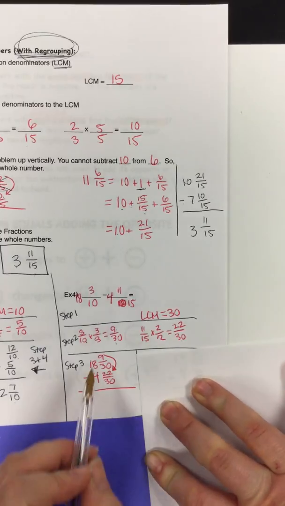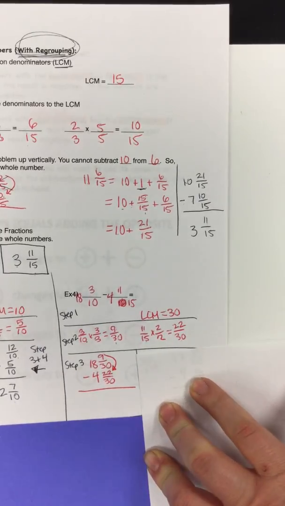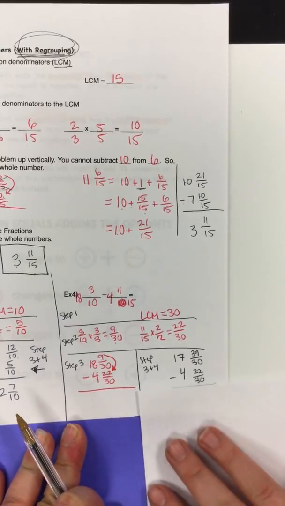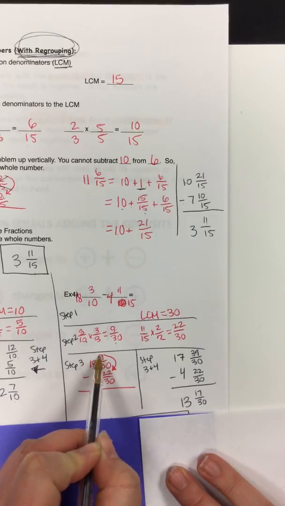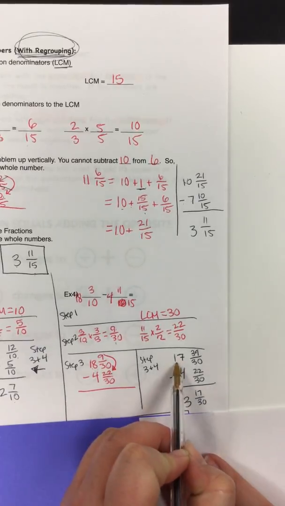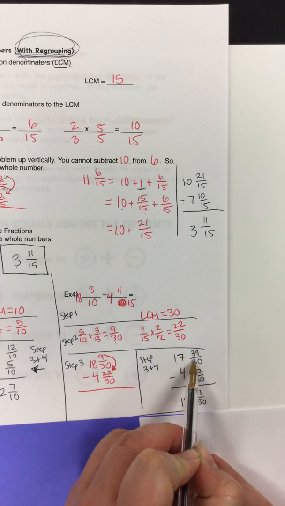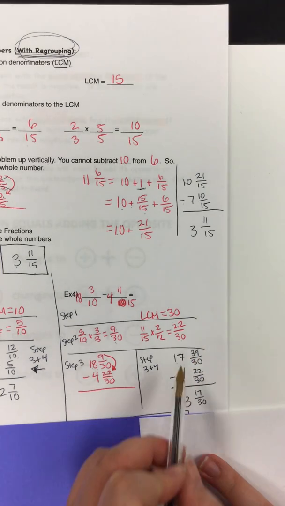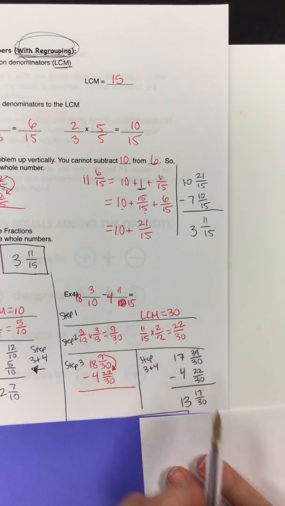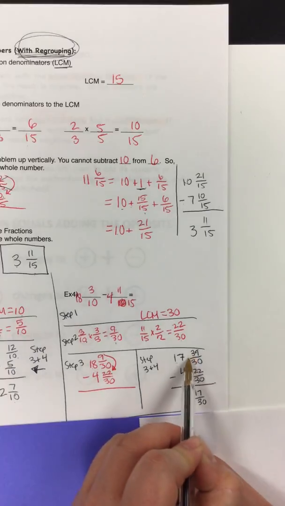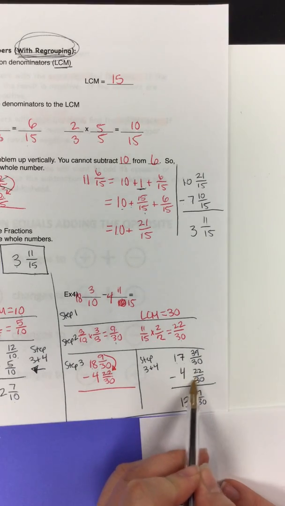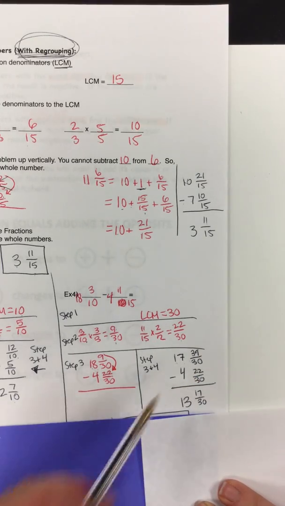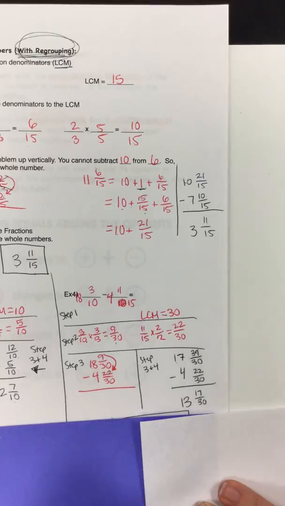Again, I can't take 9 and subtract 22 from it. So what I'm going to do is regroup my fractions. Instead of 18 and 9/30, I'm going to have 17 and 39/30. So I'm again taking one whole away from my whole number, and I'm adding that whole to my fraction. Now I'm going to subtract 4 and 22/30. So 39 minus 22 is 17. My denominator stays at 30.